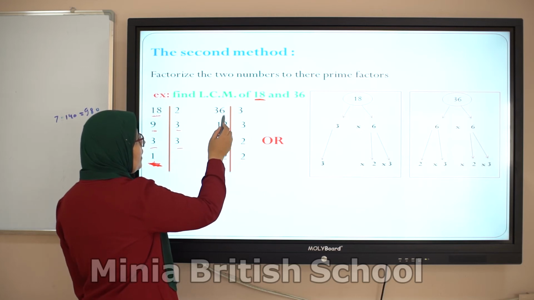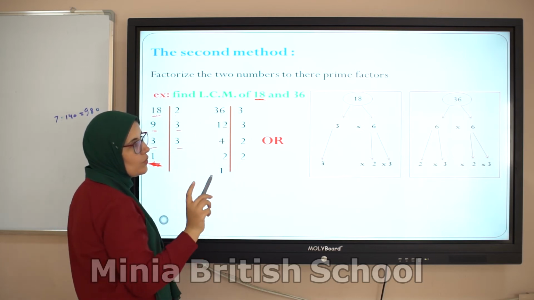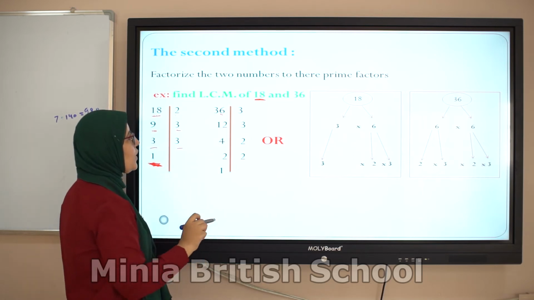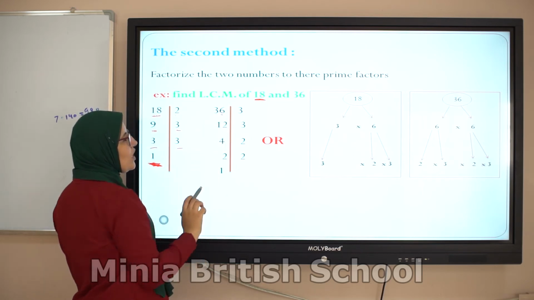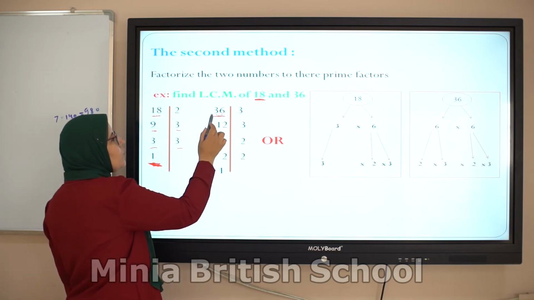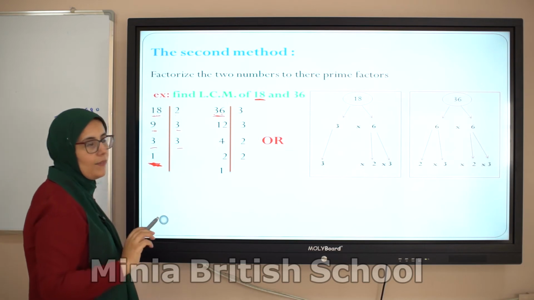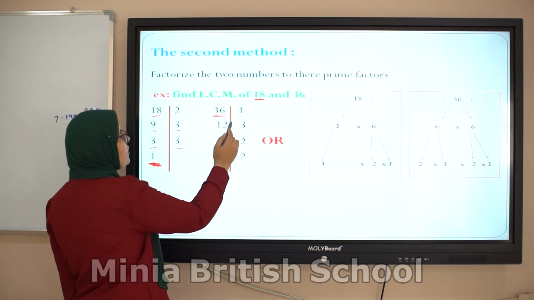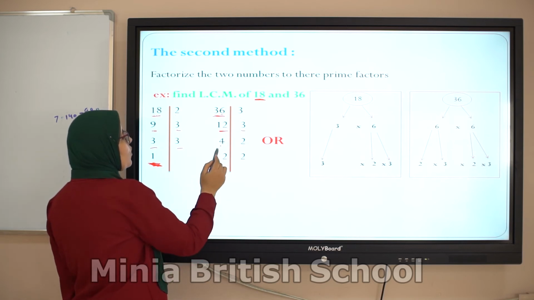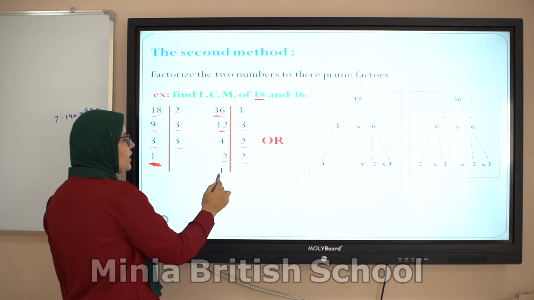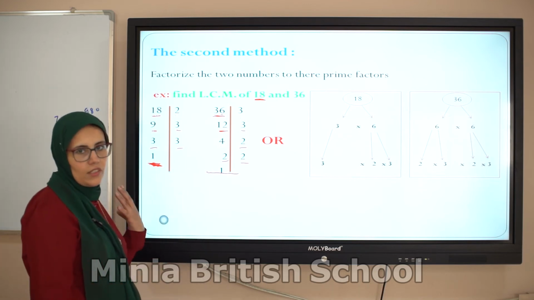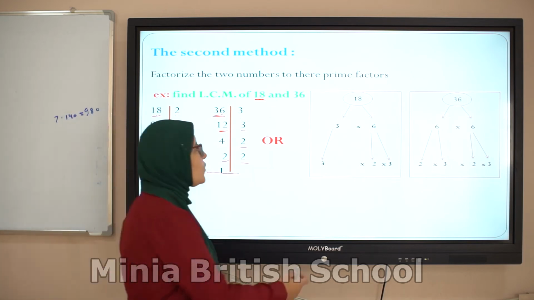The second number, 36. I can divide it by 2 and by 3, both of them, because it ends with 6, so I can divide it by 2. And 3 plus 6 gives me 9, which is divisible by 3, so the whole number is divisible by 3. So 36 divided by 3 gives me 12. 12 divided by 3 gives me 4. 4 divided by 2 gives me 2. 2 divided by 2 gives me 1. So I will stop here. This is the first method, the division method. What about the tree method?